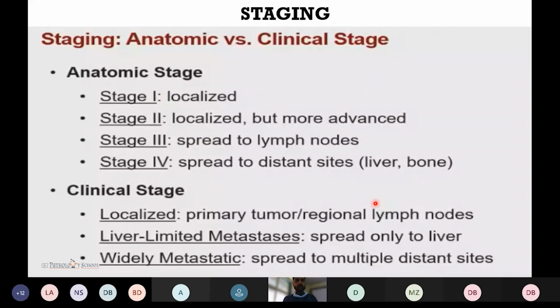Staging, anatomic and clinical, we can say stage 1 to stage 4. First, it is localized, and then in stage 2, it is more advanced. In 3, it is spreading to the lymph nodes. In stage 4, it spreads to the distant sites like liver and bone. Clinical stage: localized, primary tumor, regional lymph nodes. And liver limited metastasis can be seen, that is, the spread is only to the liver. Widely metastatic means spread to multiple different sites.